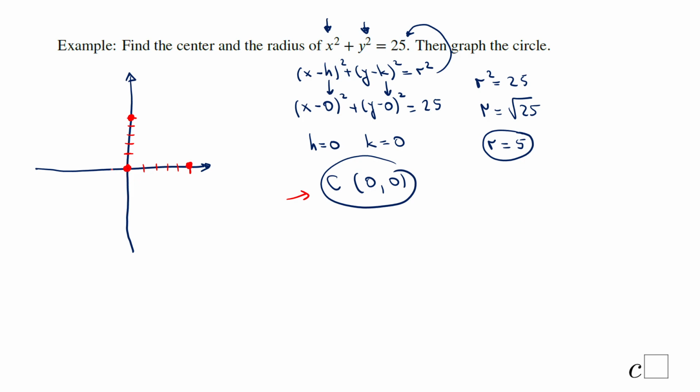I can use a third point: 1, 2, 3, 4, 5, and I can use a fourth point: 1, 2, 3, 4, 5. I think with these 4 points I can sketch not a perfect graph, but for sure a decent graph, I guess. This is the circle we have in this problem. It has a radius of 5 and the center at 0 and 0.